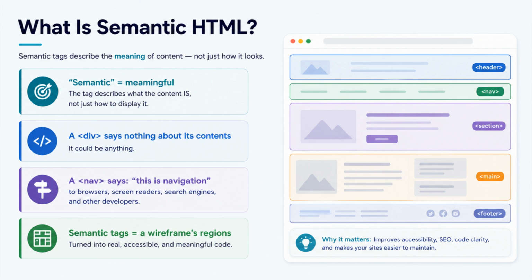A nav tag announces something specific: this is navigation, and that announcement isn't just cosmetic. It's read by screen readers, software that reads a page aloud for visually impaired users, by search engines trying to index the page, and by other developers, including a future version of you, trying to read the code later. Land the keyline: semantic tags are your wireframe's regions, turned into actual code.